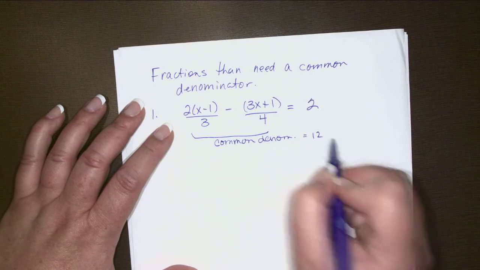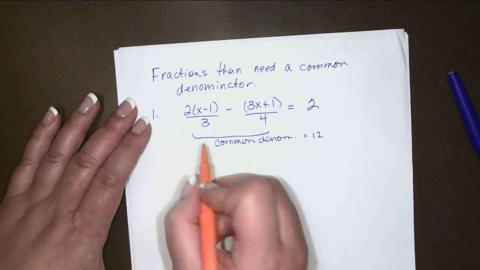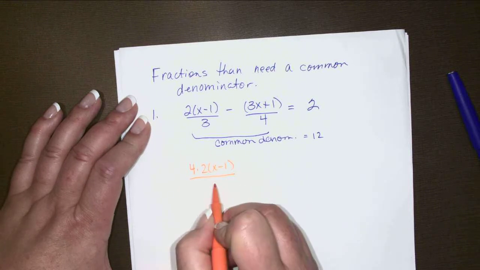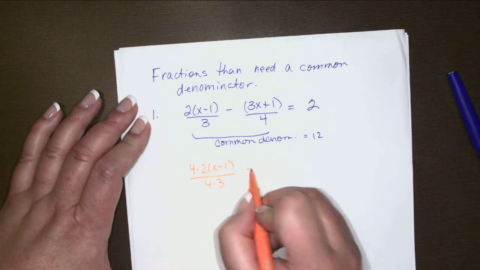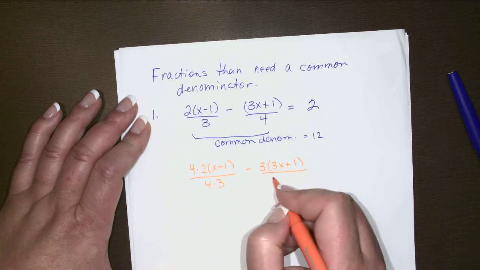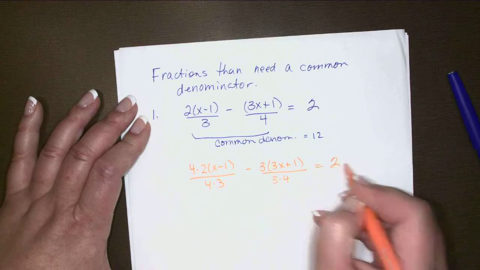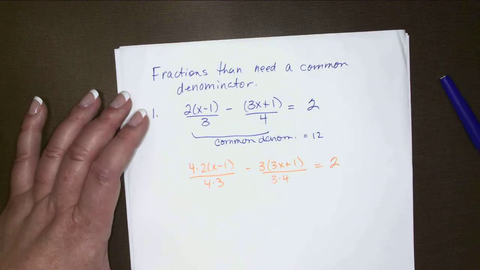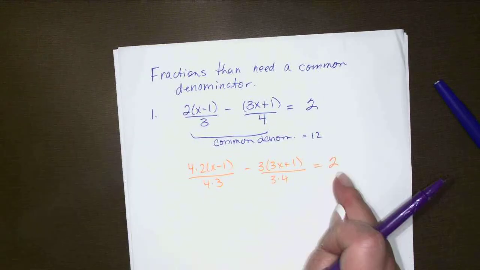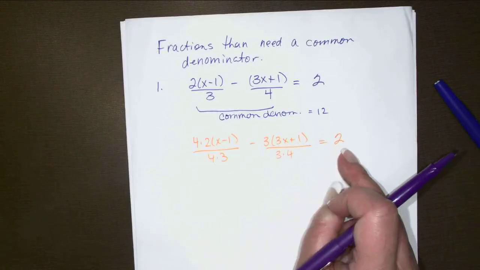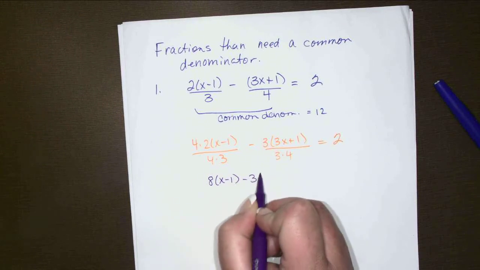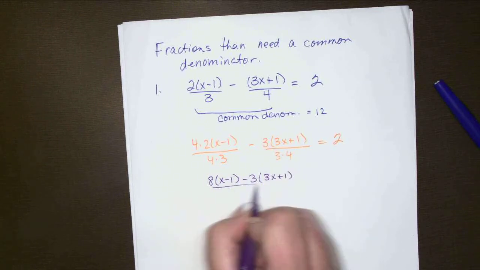Is 12, right? So we'll multiply the first one by 4. And the second one by 3. And like I said, that's just equal to 2. You don't need to put that over 12 as well. So we've got 8 onto x minus 1, minus 3 onto 3x plus 1, all over 12.